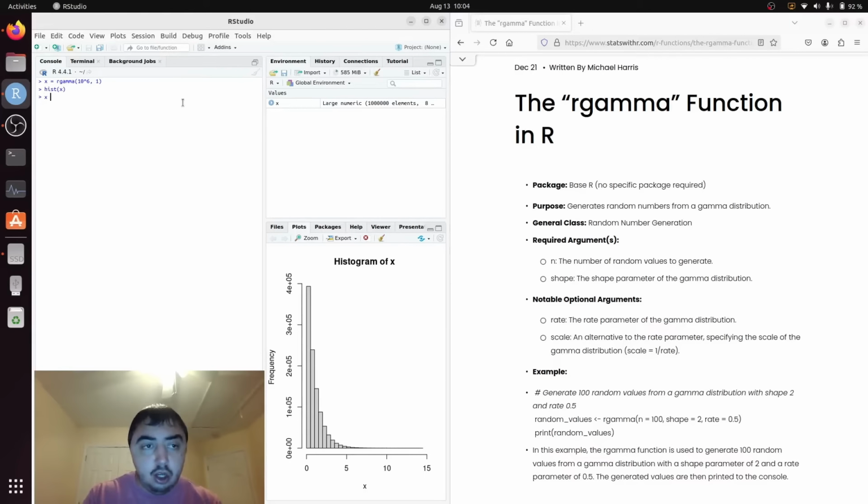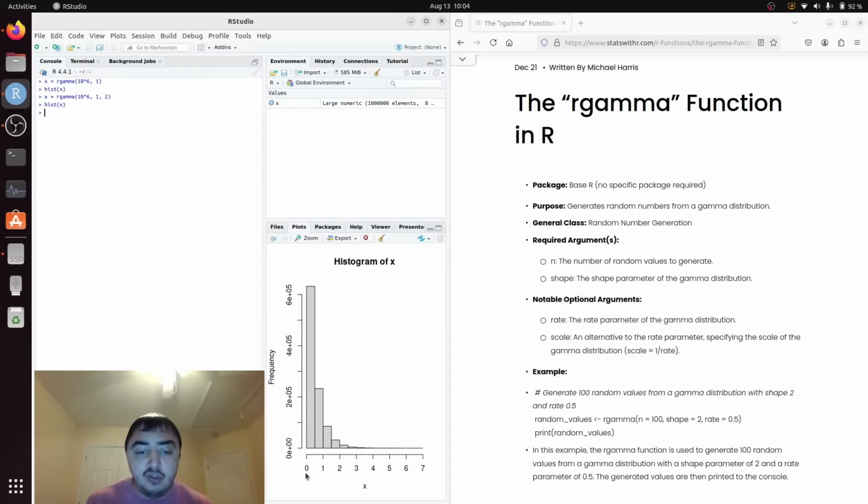And if we do this again with the rate parameter set, let's make the rate parameter 2. I'll do a hist of that. I get a new distribution that goes from 0 to 7 compared to 0 to 15 or 14. So it cuts the range of the distribution in about half.